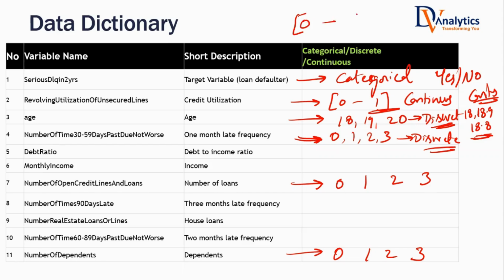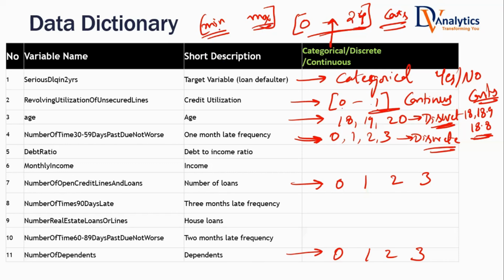What's the maximum value? Suppose 24. Any value between 0 and 24, if it can take any value, then you will say continuous. The definition of continuous is that in the given range of minimum and maximum, it should take any value. For example, that can be a decimal, any value, decimal or anything, 0 to 1.